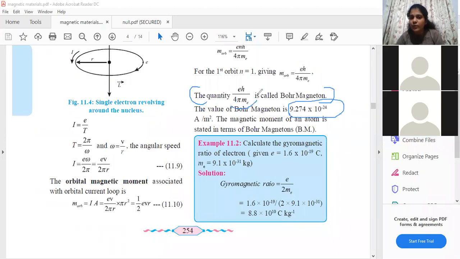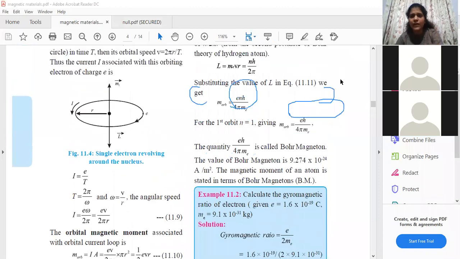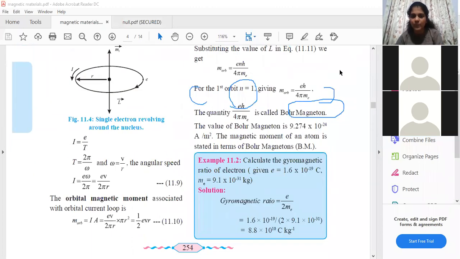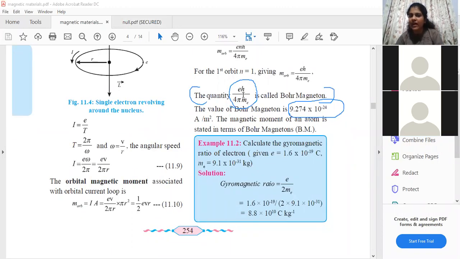Students, you all can see in this formula, okay, this is the formula which I obtained after substituting L as nh upon 2 pi. So I hope you all know h is Planck's constant and n is the quantum number. So if you are discussing the first orbit, then n is going to be 1. Okay. So all these are constant values, and if you substitute everything, me means mass of electron, e is the charge of electron, you all will get this value, 9.274 into 10 raised to minus 27, which you can remember as it is. Please remember, students, because we have numericals.